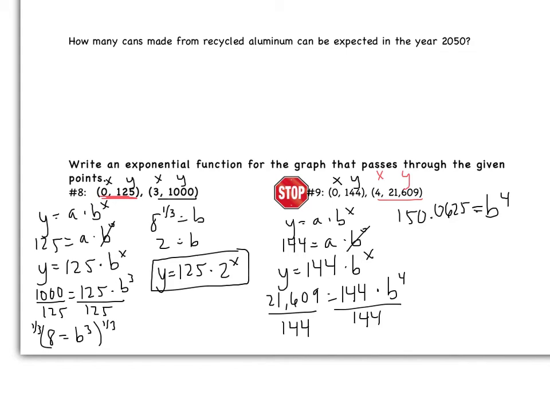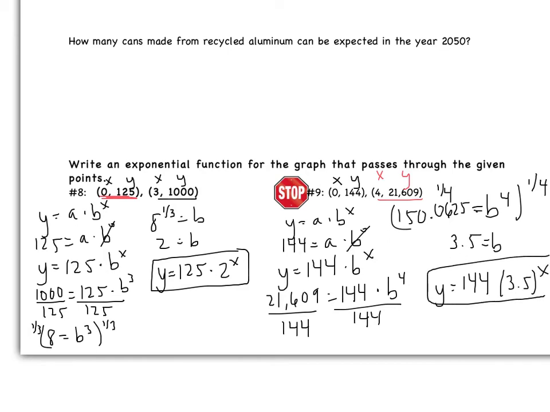To get rid of the 4th power, I take the reciprocal power, the 1/4 power. When I take 150.0625 to the 1/4 power, I get b to be 3.5. So my final equation is y equals 144 multiplied by 3.5 to the x power. Hopefully you got that one right.